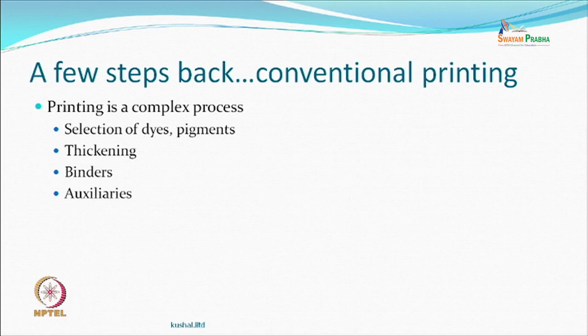What has happened is different kinds of binders have come up with low glass transition temperature, so that the handle of the fabric after pigment printing is not changed, and various auxiliaries which may be acids, bases, humectants, and various other oxidizing, reducing agents other than wetting agent. They all have to be added in a certain sequence, in a certain process, a certain composition, and therefore it's a complex process. This is what we understood.